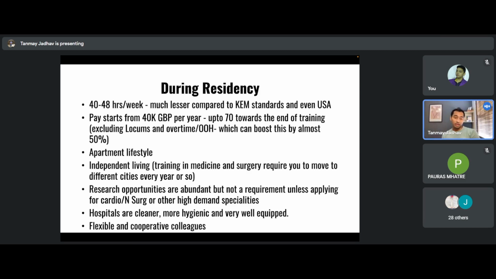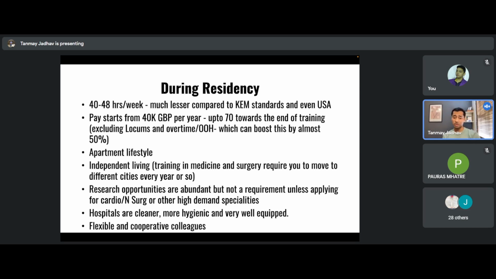It is mainly an apartment lifestyle for the first 3 years, I would say, till you save up and buy a house for yourself in the place where you think you're going to end up for the majority of your training. In training posts like medicine and surgery, you do need to travel quite a bit to different rotations across a region. So that is something to keep in mind.